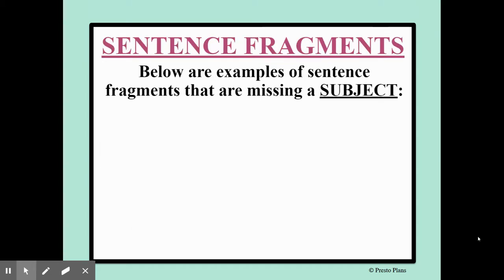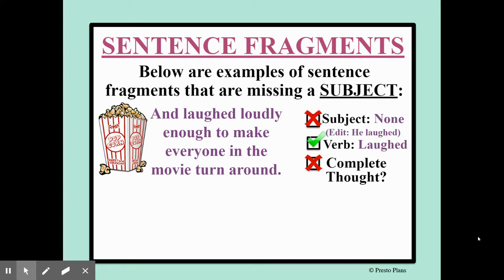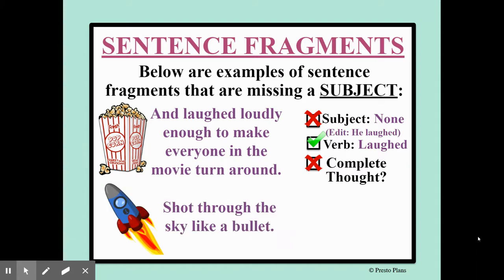Sentence fragments. Let's look at these examples of sentence fragments that are missing a subject. And laughed loudly enough to make everyone in the movie turn around. Well, again, the reader is confused. This is an incomplete thought. It is missing a subject. Who was laughing loudly? So even if you just add the pronoun he, he laughed loudly enough to make everyone in the movie turn around. Now you have a complete thought.